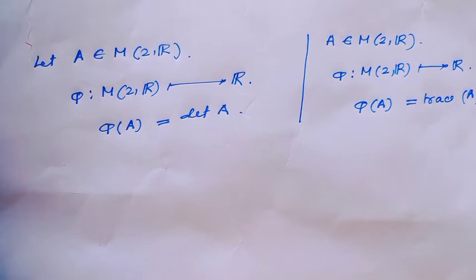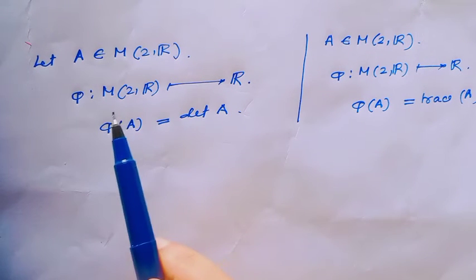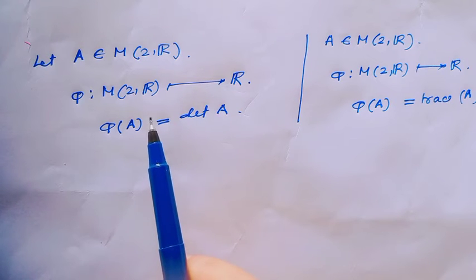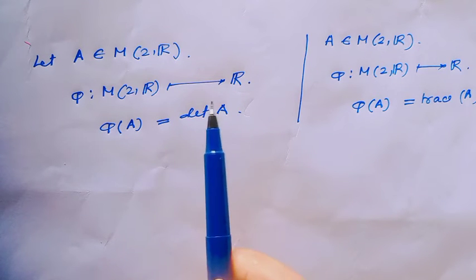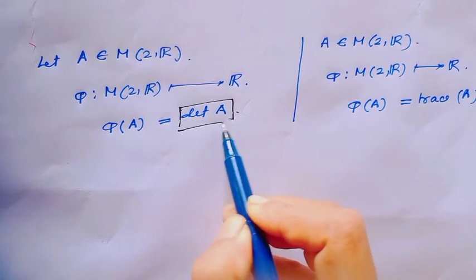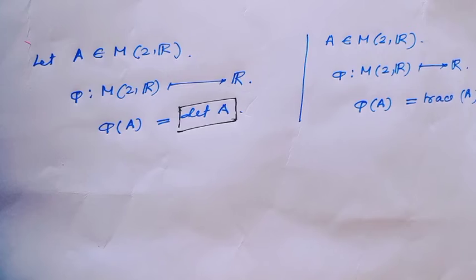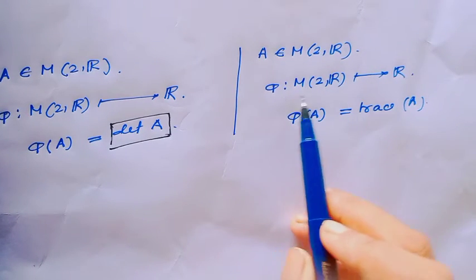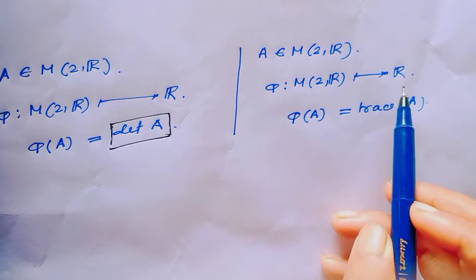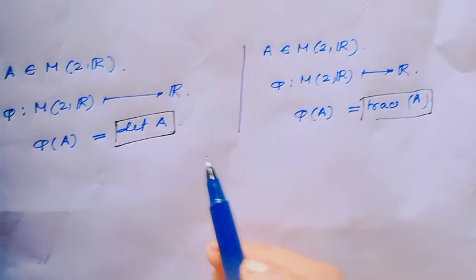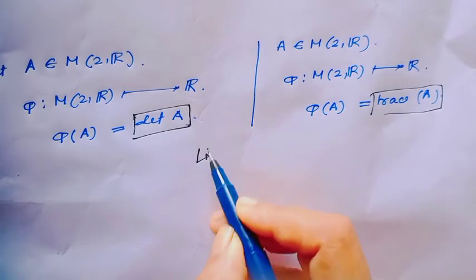Now I will see two transformations. First transformation, consider A, B in M2(R), and the mapping is phi from M2(R) to R such that phi of A equals determinant of A. And the second mapping is, for A belongs to M2(R), phi from M2(R) to R such that phi of A equals trace of A. Are both mappings linear?